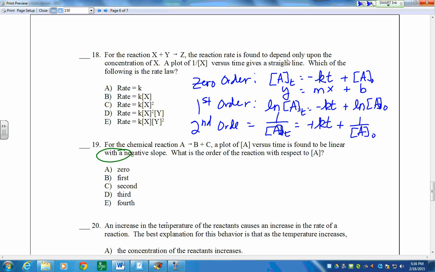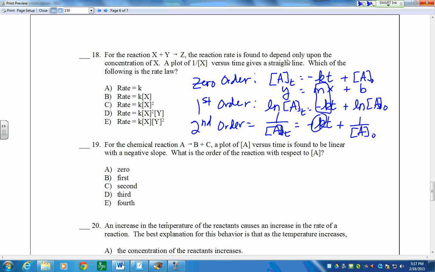Interesting. On zero order and first order, the slope of the line is the opposite of the rate constant. But on second order, the slope of the line is the rate constant. It comes from the calculus. I will talk about that again now that everyone has had integrals.